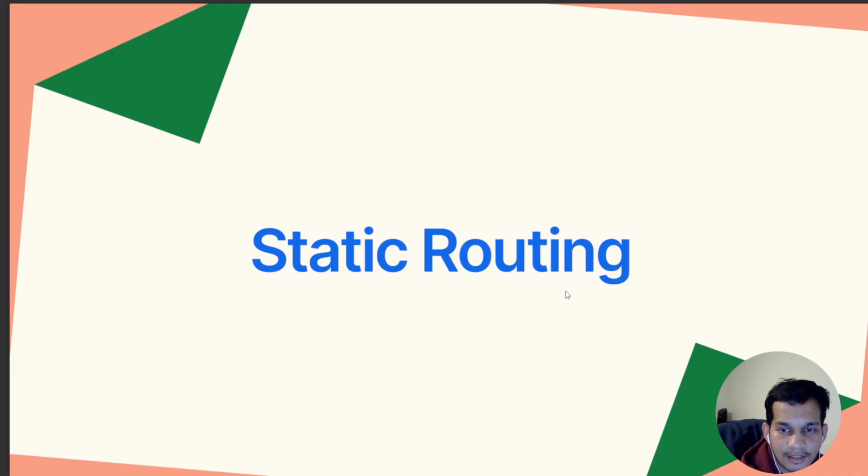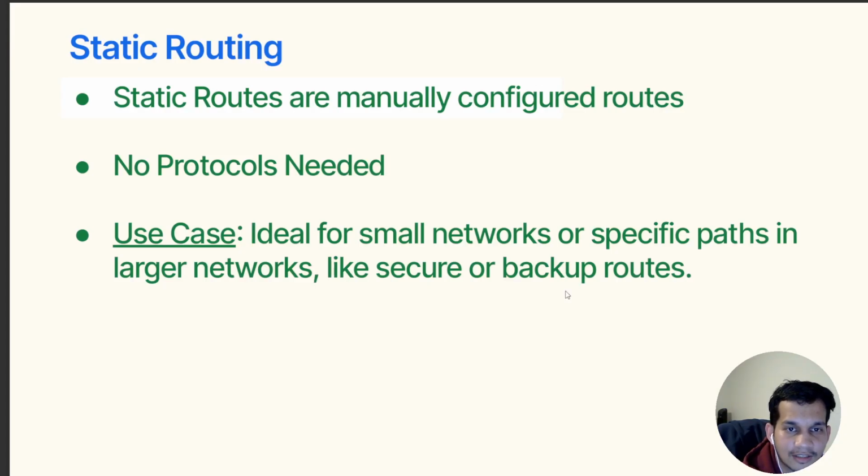Static routing is nothing but static routes that are configured manually. The best part of it is that no protocols are needed, and it is very convenient for a small network or for a specific path in a larger network. In a large network it is used as a backup route.